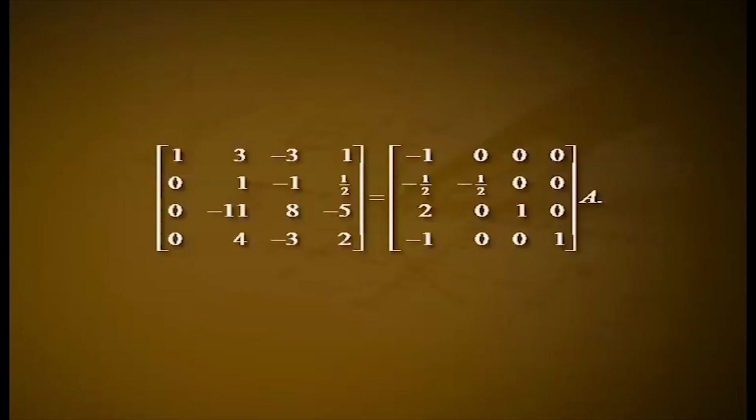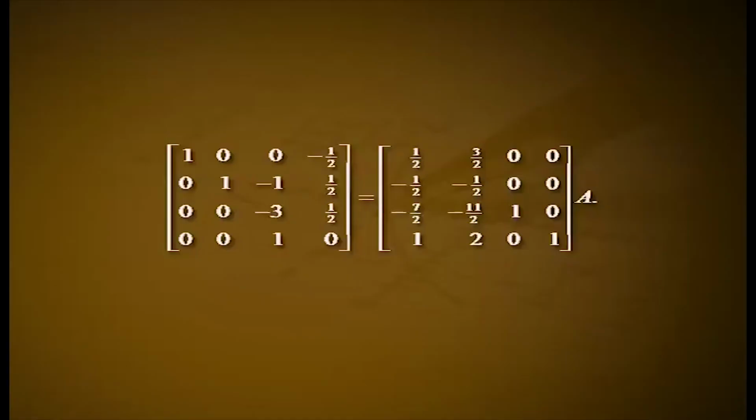Performing R2 minus 1 by 2 on the matrix on the left and the prefactor of A on the right, we obtain matrix 1 3 minus 3 1 0 1 minus 1 1 by 2 0 minus 11 8 minus 5 0 4 minus 3 2, which is equal to matrix minus 1 0 0 0 minus 1 by 2 minus 1 by 2 0 0 2 0 1 0 minus 1 0 0 1 into A.